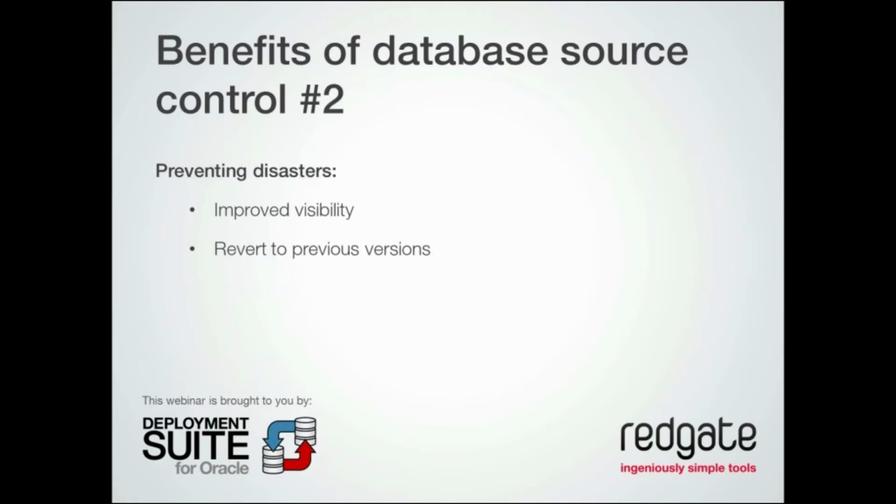It also helps prevent disasters. I mean, disaster is a relative term, but for a development team, days or even hours of lost time can be disastrous. And one of the ways it helps prevent disasters is by providing improved visibility over who's changed what and which is the latest version of the database code. As I mentioned before, it enables people to resume partially completed work. It's also very easy for developers and teams to revert to previous versions of the database code.